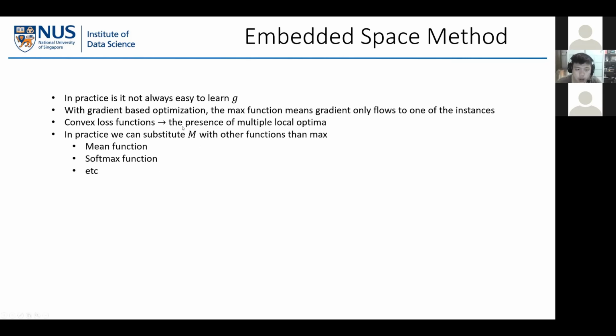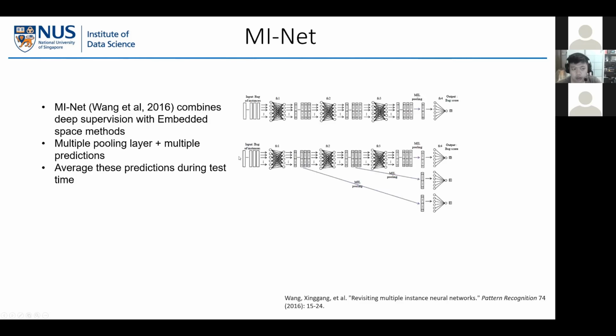In practice, you can substitute this m with other functions than max. For example, with the mean function, your gradient can flow through more of the instances, softmax function, etc.